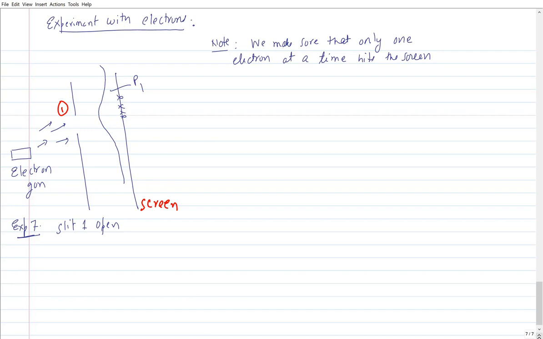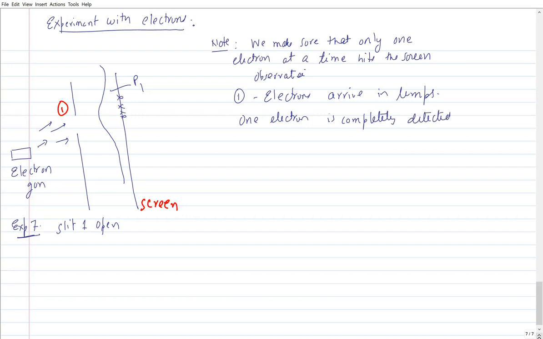So what other observations do I have? I have the same sort of observation that, like bullets, electrons arrive in lumps. It is not the case that I'm observing 0.7 of an electron or 0.6 of an electron. Either I observe an electron on the screen or I do not observe an electron on the screen. So one electron is completely detected on the screen.